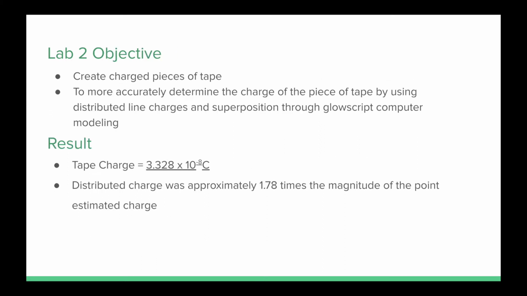For Lab 2, we wanted to more accurately determine the charges of the pieces of tape by using distributed line charges and superposition, along with computer modeling using GlowScript. The line charge model resulted in a charge of 3.328 times 10 to the negative 8 coulombs, which was 1.78 times larger than the charge from Lab 1.